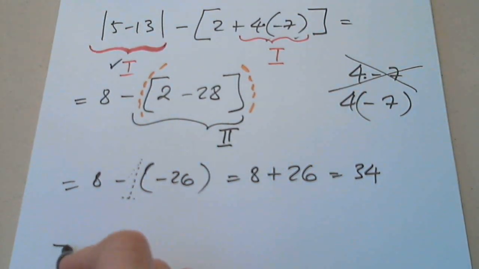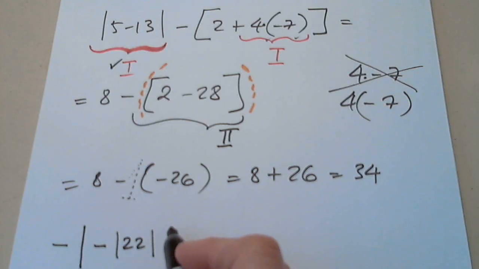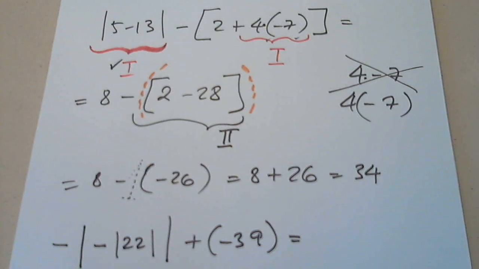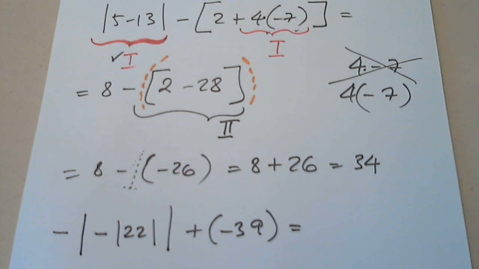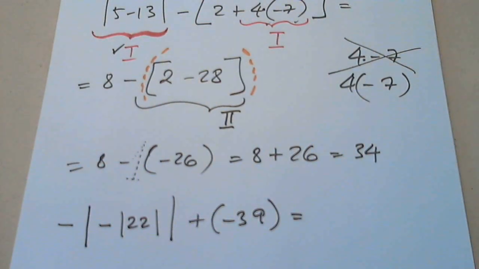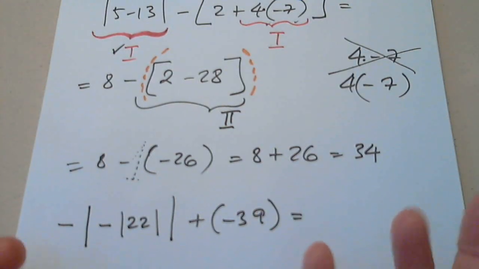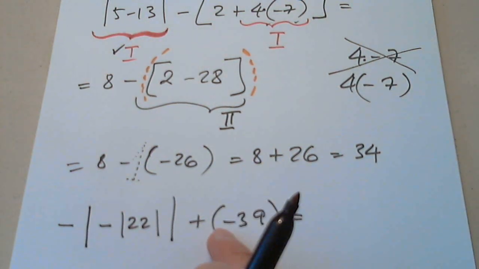So here we have negative outside the absolute value, negative again, then 22 also in absolute value, and the outside absolute value, and plus negative 39. Good. So many absolute values, yes, they used all of them. True, I agree. So, obviously, we have no grouping symbols to perform. This is not a grouping symbol. This is just a separation between positive and negative.